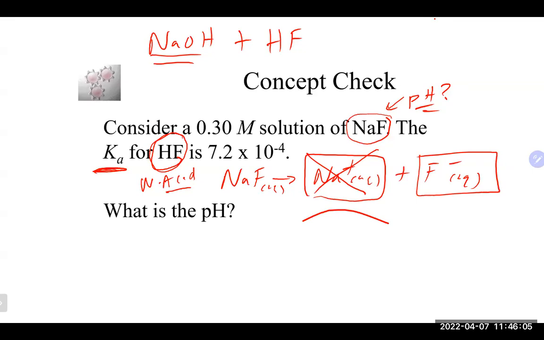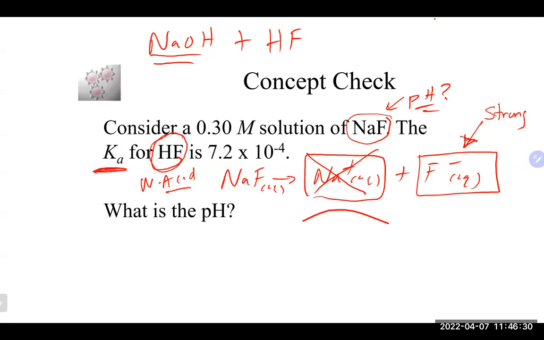hydrofluoric acid. So we've identified that HF is a weak acid, which means the F minus, is it going to be relatively weak or strong? It is going to be relatively strong, right? That opposite relationship. And what that means is we would expect the F minus part here to go through hydrolysis. Any questions on that?